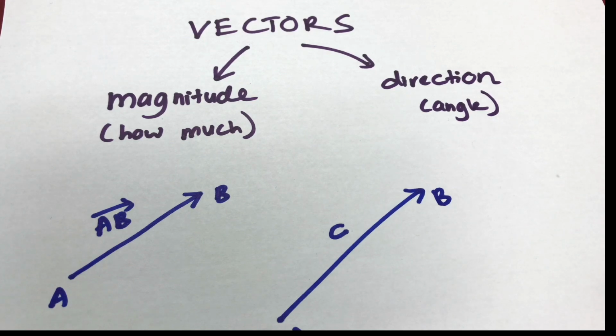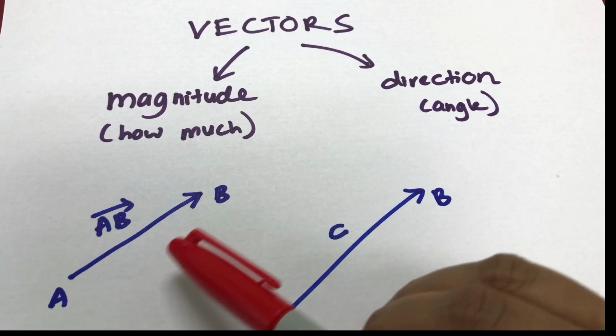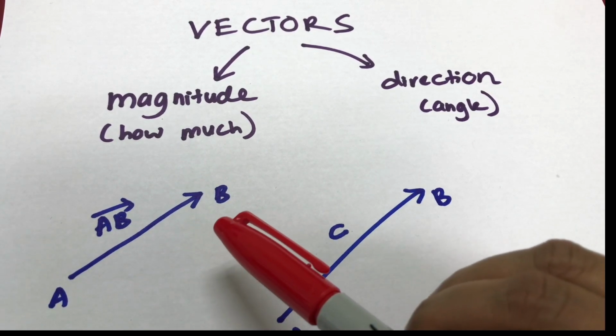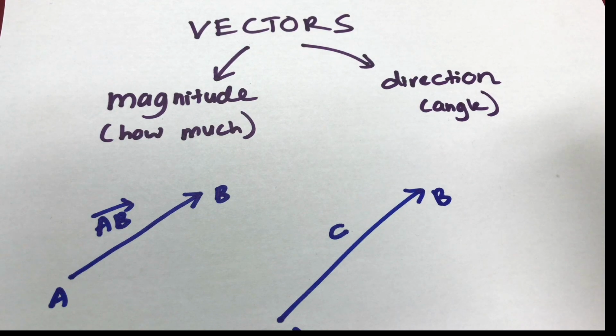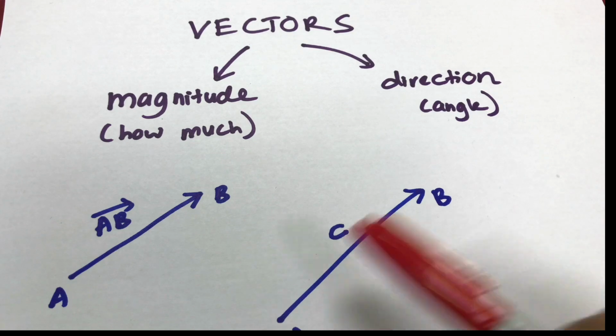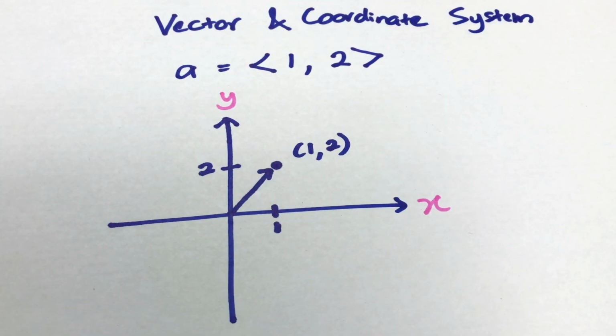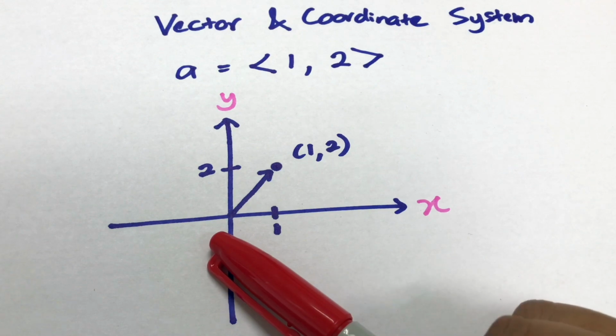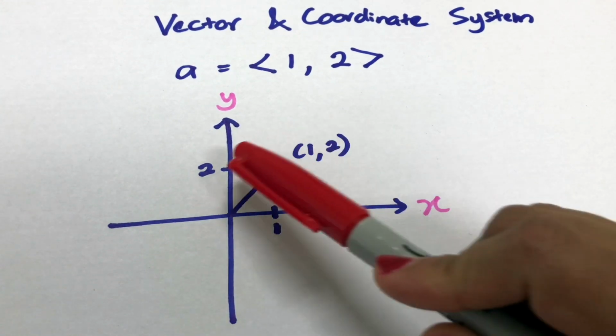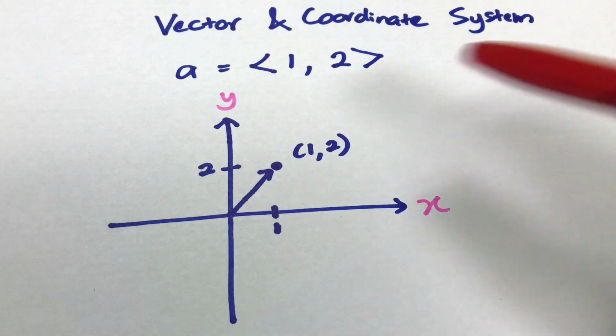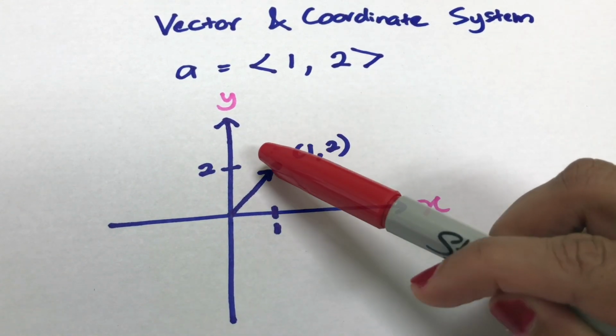A vector that connects 2 points A and B, such as the one here, could be represented by AB with an arrow. Another way to represent a vector is simply by using letters such as C. Do you know that our coordinate system could be used to represent vectors? Here we have vector A with components 1 and 2. Thus, vector A extends from the origin with an x value of 1 and y value of 2. Vector A is denoted by the point here.